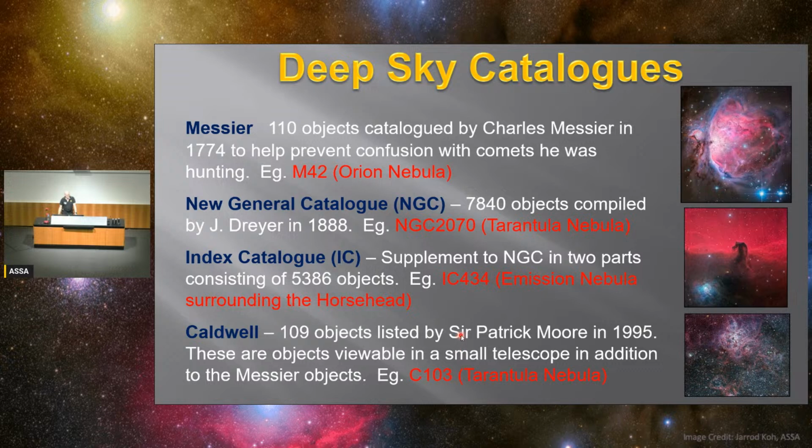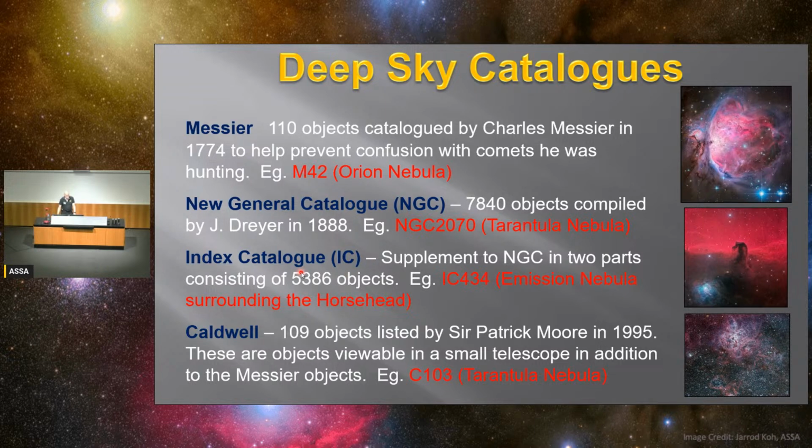Now, this is a supplement to the NGC in two parts, and it consists of another 5,386 objects. For example, IC 434 is the emission nebula surrounding the Horsehead. Now, that's this bright red region around the Horsehead.